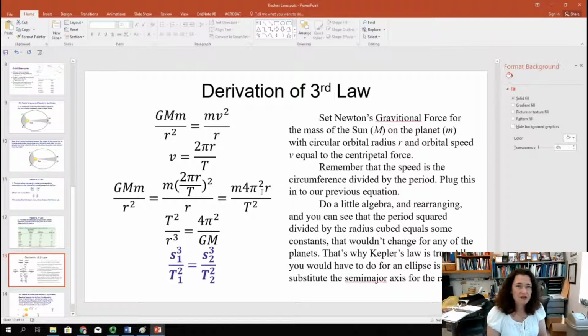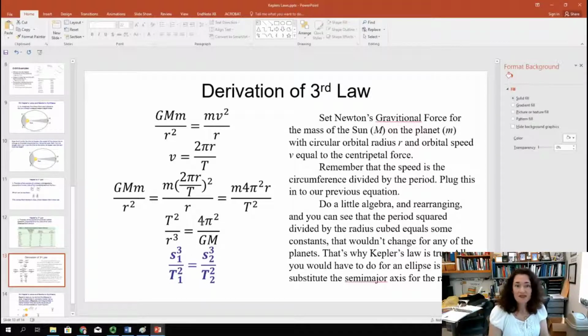Pause the video if you need to follow the algebra and make sure that it works for yourself. But what you'll see is that if you take the period and the radius to the left-hand side, then you end up with a period squared divided by the radius cubed. And if you take everything else over to the other side, you can see that's equal to 4 pi squared over GM, where of course G is the gravitational constant, 6.67 times 10 to the minus 11.